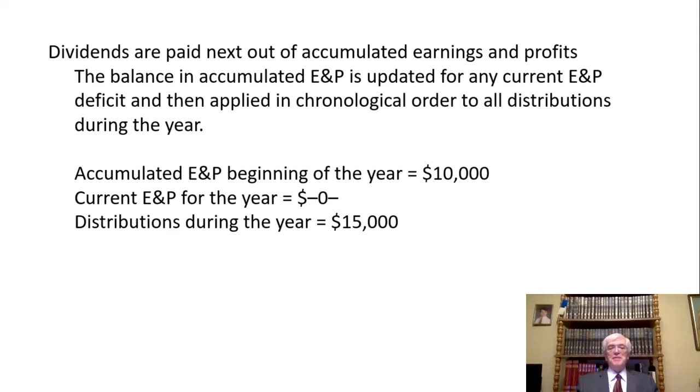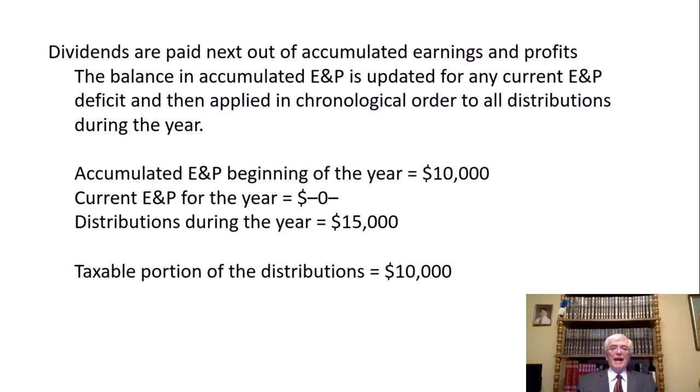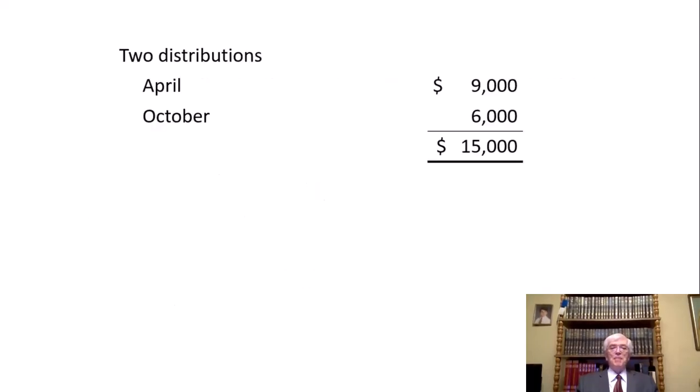This is going to be exactly the same as our prior example. Taxable portion in total is 10,000. We know that that's all it can be. That's all the earnings and profits we have. The non-taxable portion, therefore, is the other 5,000, the non-dividend distribution. So our two distributions, April and October, 9 and 6. April, the taxable portion is 9,000. That's the total distribution. We've got 10 that we can distribute. There's 9 of it. The non-taxable portion is 0.